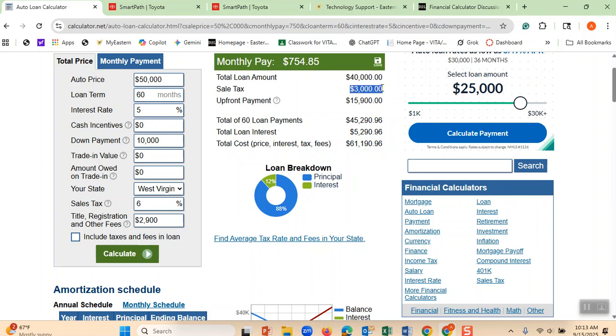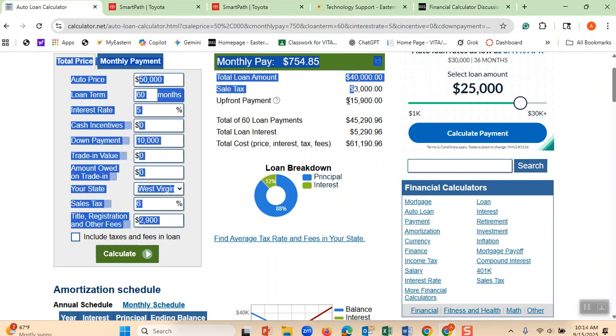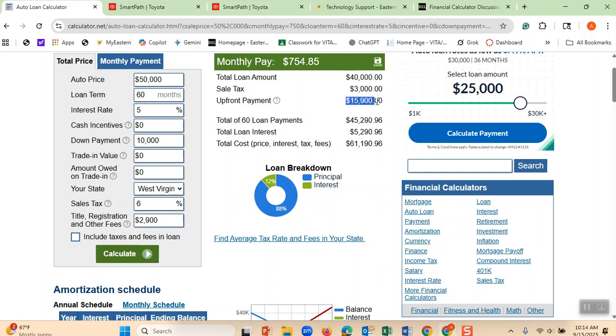Where does this $3,000 come from? It is because the sales tax is 6%. If I multiply this 6% by 50,000, 6 times 5 is 30, so that's where $3,000 comes from. And your upfront payment, that means this is the cash that you have to come up with. Where does it come from? $10,000 here you have to pay. Then you have to pay the $2,900 fees, and then you have to pay the 6% tax.